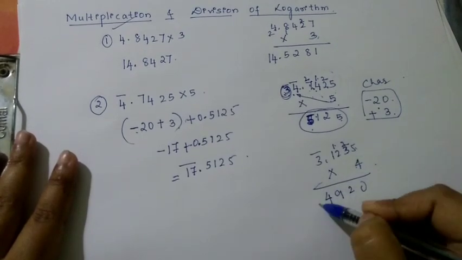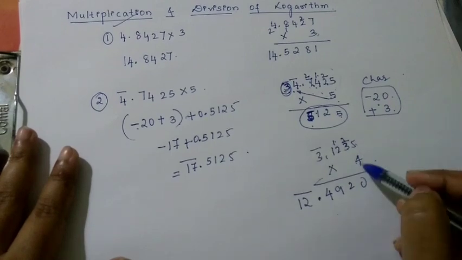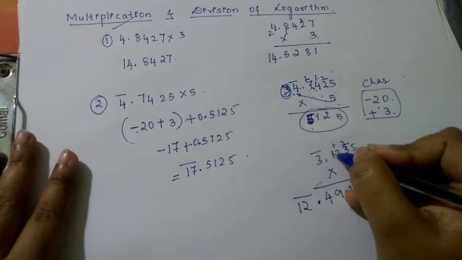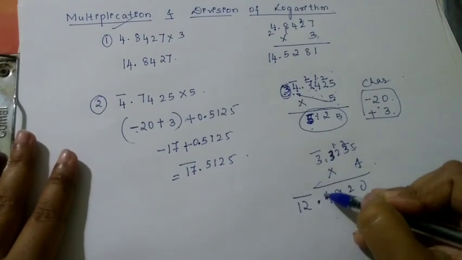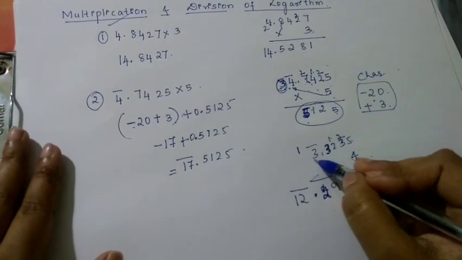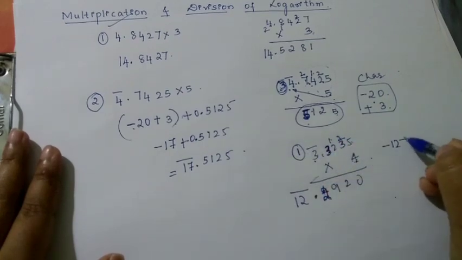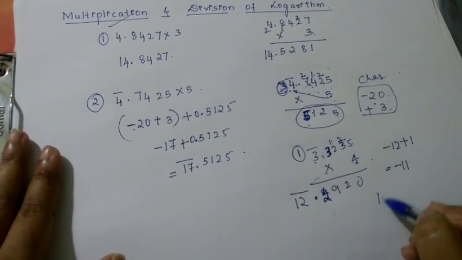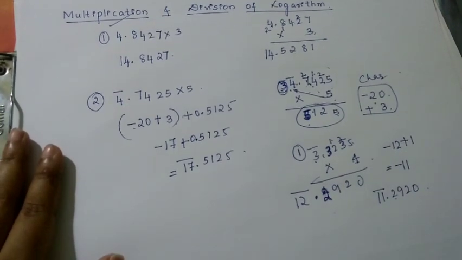Okay, here no carry out, so 4 3s are 12 bar, as it is you can write. Suppose there is some other number other than 1 here, like 3. 4 3s are 12, and here it comes 1 borrow. So it becomes minus 12 plus the borrow 1, so it comes out to be minus 11. So 11 bar 0.2920 would be your answer.